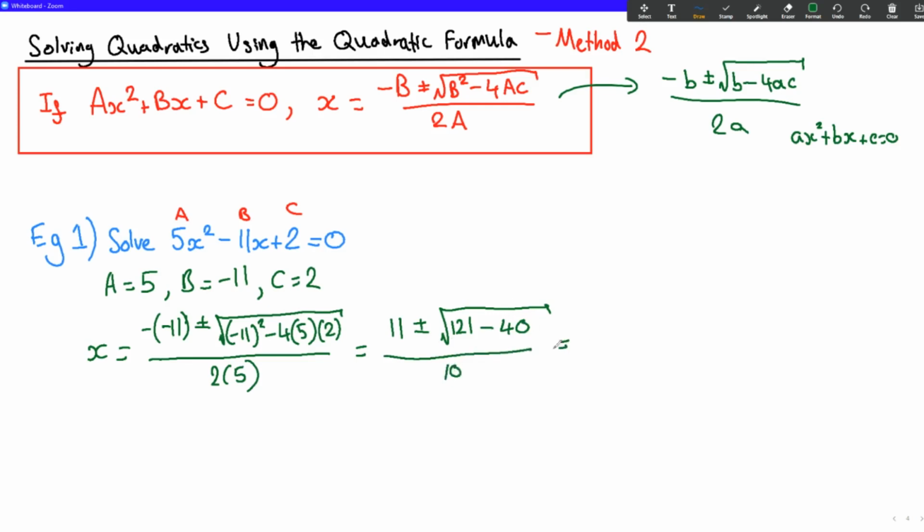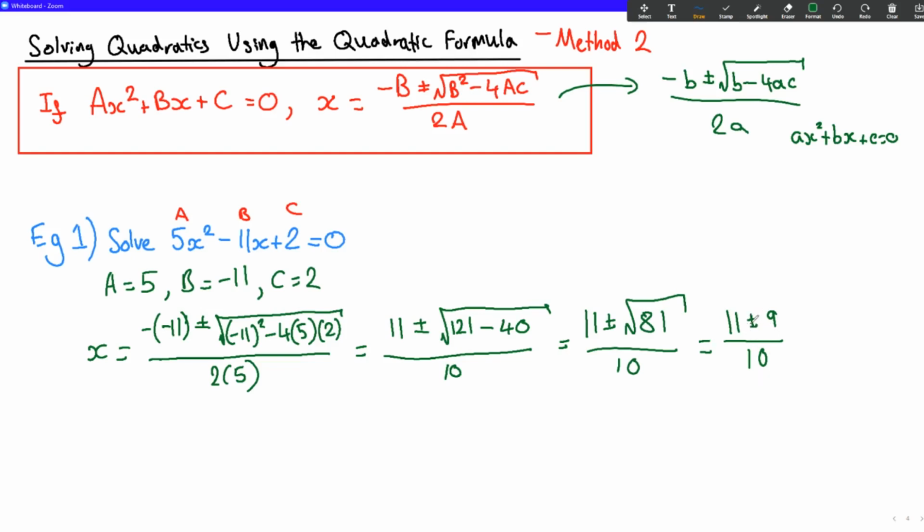So now let's finish off this square root here. So we get 81 over 10. And the square root of 81 is just 9. Right. So now I'll tell you what this plus or minus in this fraction means.